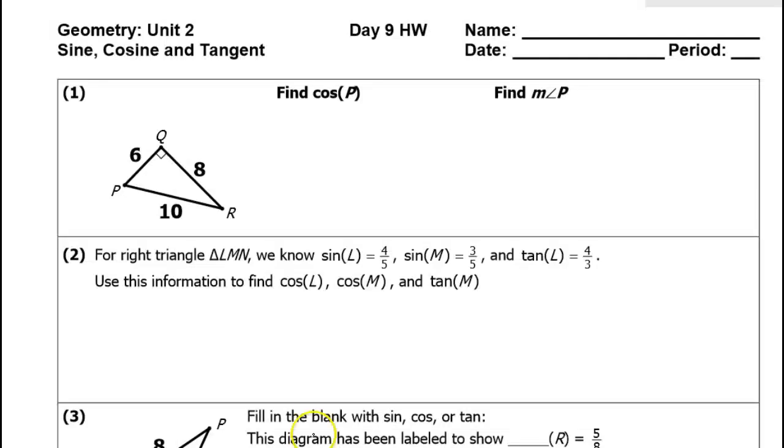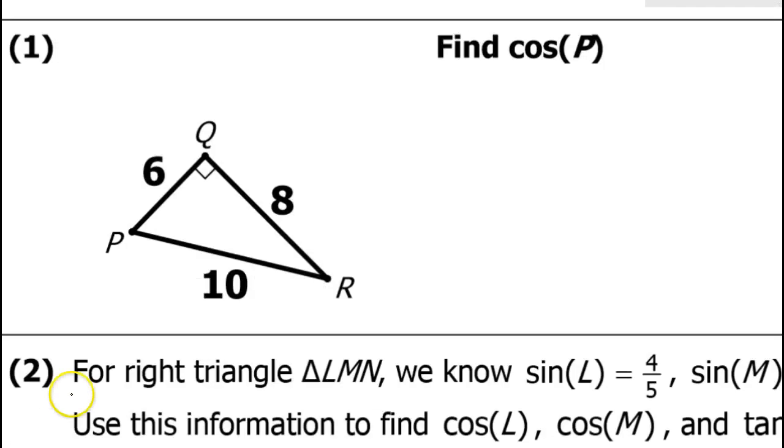Let's go. So for problem number 1, we have sort of two problems in one. Students often get this confused. First, we're being asked to find the cosine of angle P. Notice that we're not being asked to find angle P itself, just what's the cosine. Let's circle the angle and label the sides.